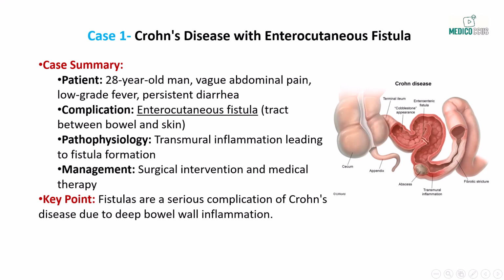Crohn's disease is characterized by transmural inflammation, which affects the entire thickness of the bowel wall. This deep inflammation can lead to the formation of fistulas, strictures, and abscesses. In this case, the development of an enterocutaneous fistula is a direct consequence of the chronic, penetrating nature of the inflammation. Management of such complications often requires surgical intervention in addition to medical therapy to control the underlying inflammation. Recognize the complications of transmural inflammation in Crohn's disease, particularly the formation of fistulas, which are frequently tested on the Step 1 exam.